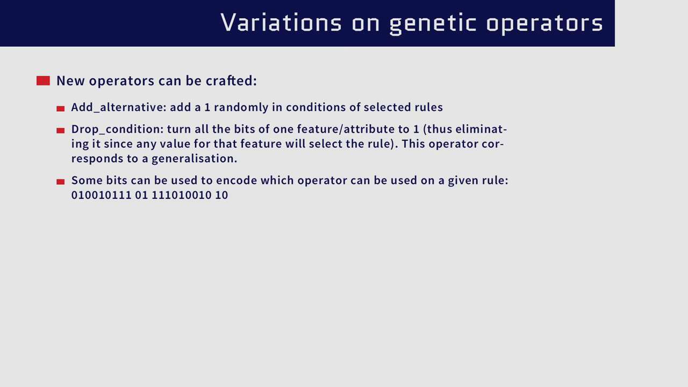Some bits can be used to encode rule types or which operator can be applied to a given rule. For example, here we can use 2 bits at the end of each rule to say which of the 2 mutation operators can be used on a rule or not. The encoding of individuals and the operators can be as complicated as we want.